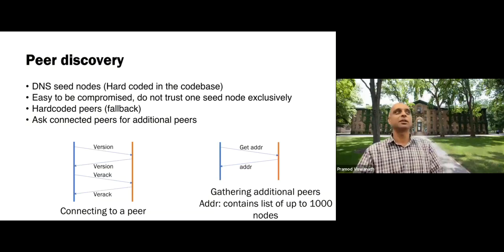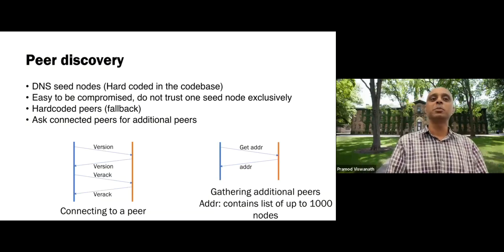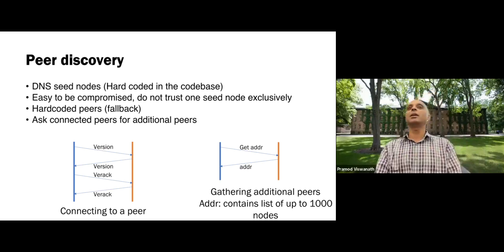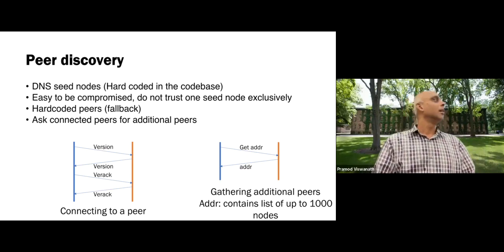But before that, you need to also know who your peers are and how to discover them. This is a basic network primitive whenever you have peer-to-peer networks, because I just came in, and I want to join the Bitcoin network.